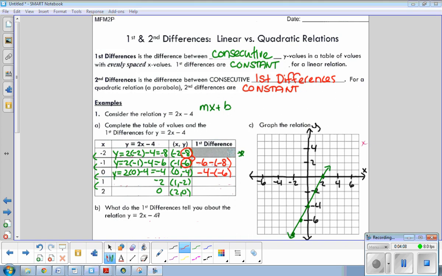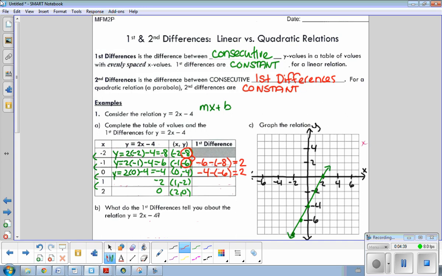So for our calculation of the first differences, just to review, we take the current y value, which in this case is -6, and subtract the one before it. So -6 minus -8. That's the same thing as -6 plus 8, which will give us 2. And the next row is going to be -4 minus -6, which is the same thing as -4 plus 6, which again will give us 2.